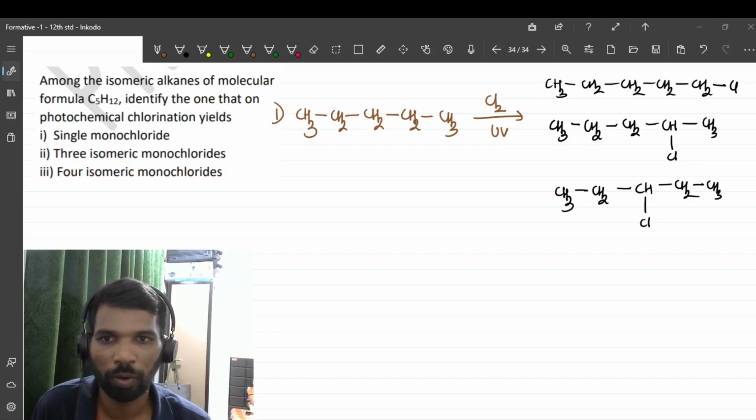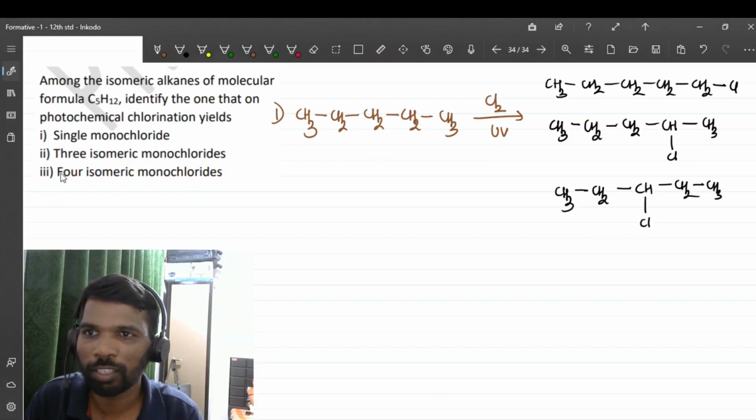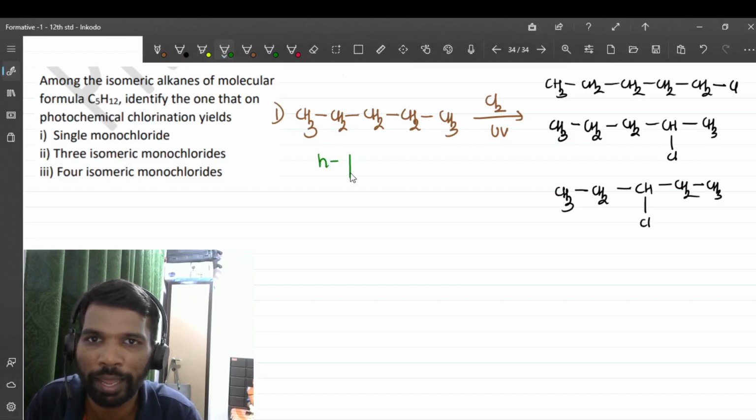So the first compound on free radical halogenation is going to give you three compounds. So what is the answer? Three isomeric monochlorides. Identify the one that yields three isomeric monochlorides. So this is that compound. The name of this is n-pentane.